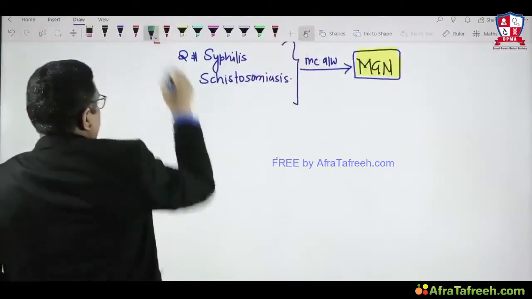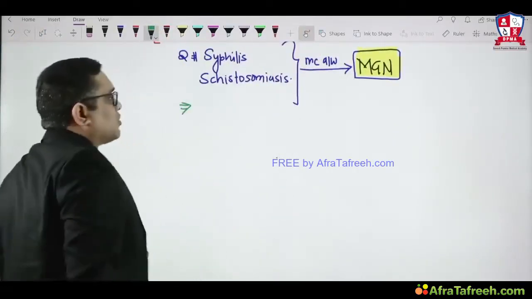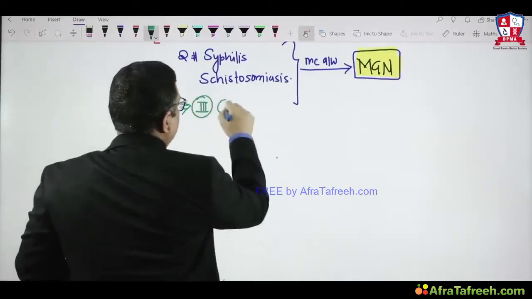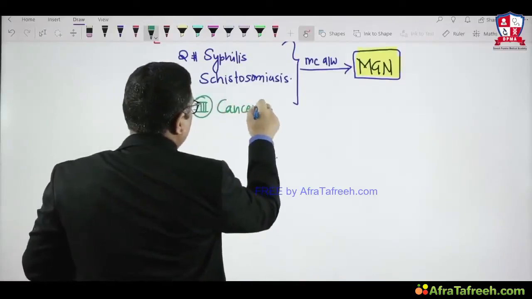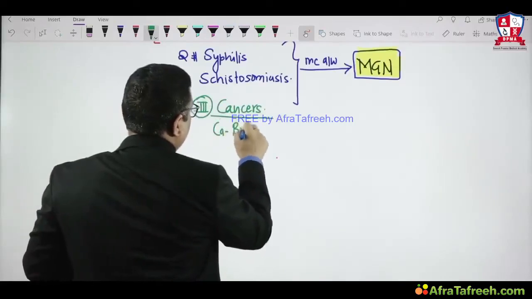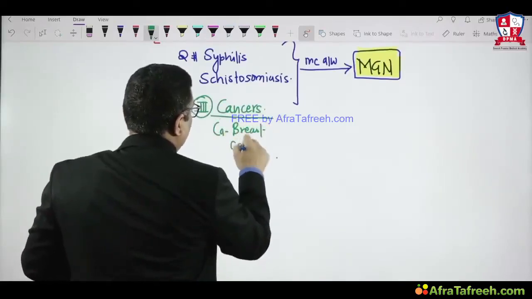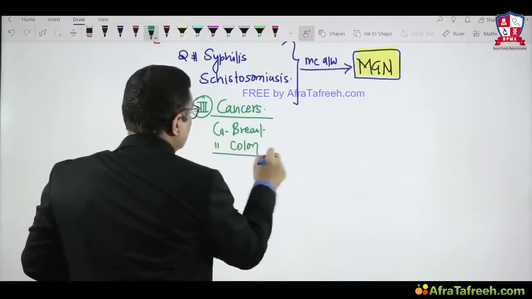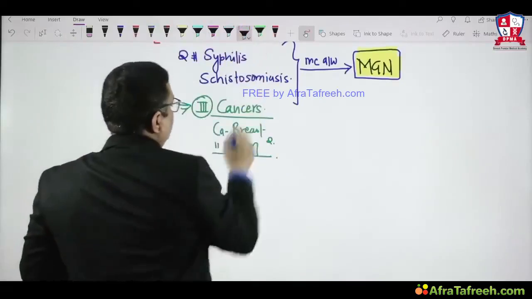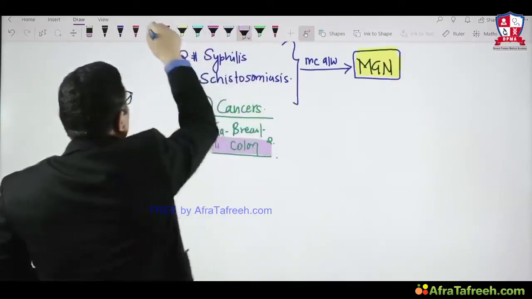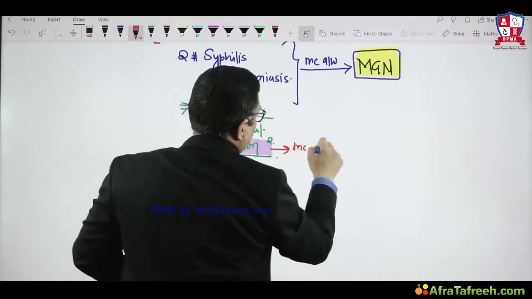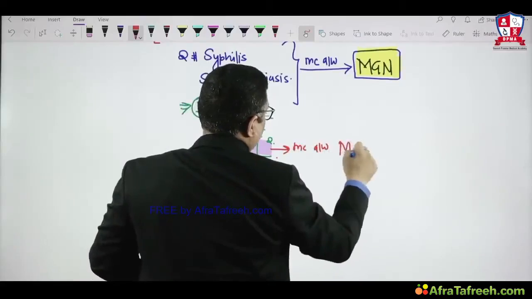Now coming to the next thing. Membranous glomerulonephritis is also associated with, third, cancers, or you can say malignancies. It is associated with breast cancer, colon cancer. Cancer colon was a question in All India 2014. Cancer colon is most commonly associated with, and the answer was membranous glomerulonephritis.